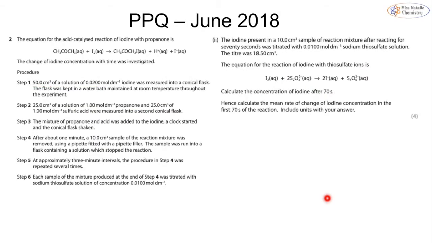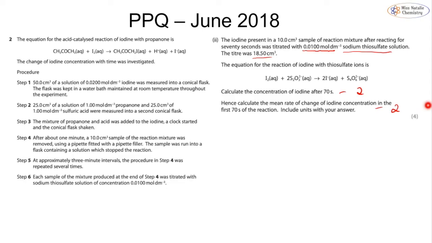The iodine that was present in the 10 centimeter cube sample after reacting for 70 seconds was then titrated, and we're using 0.01 sodium thiosulfate, and we get a titer volume of 18.5. We want to calculate the concentration of iodine after the 70 seconds and then calculate the mean rate of change of iodine. So this is put into 2 parts. You can see that it's split into 4 marks. We have 2 marks for calculating the concentration and 2 marks for calculating the rate.